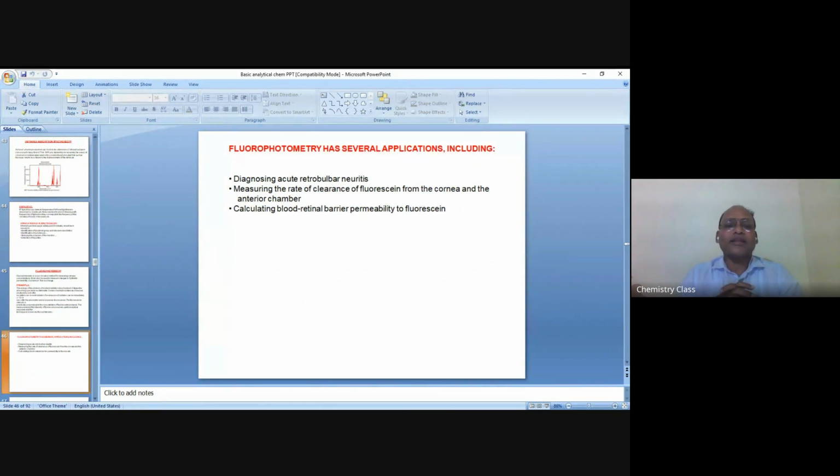What are they? Diagnosis of acute retrobulbar neuritis, which is one kind of disease. Measuring the rate of clearance of the fluorescent from the cornea and the anterior chamber, which is an optical method. Calculating blood retinal barrier permeability to fluorescence. Sometimes in laser operations on the eyes, the fluorescent is used, so it will be conducted. So this is a medical application.